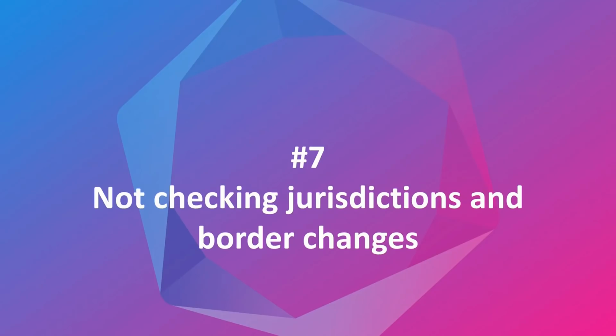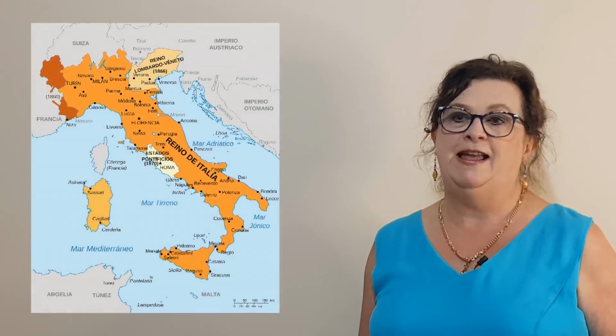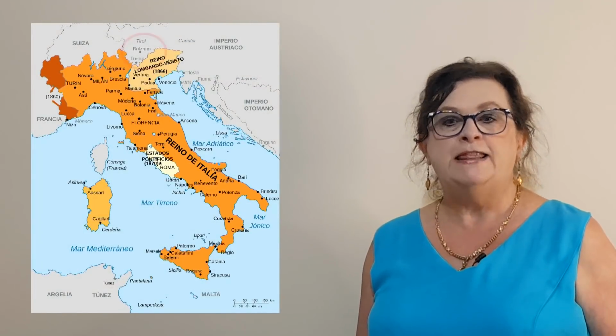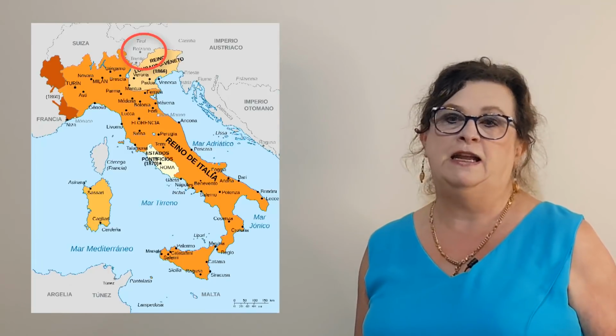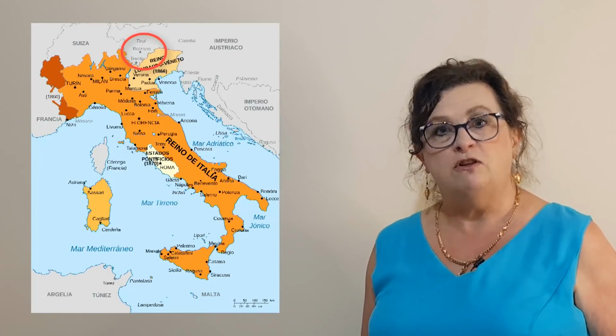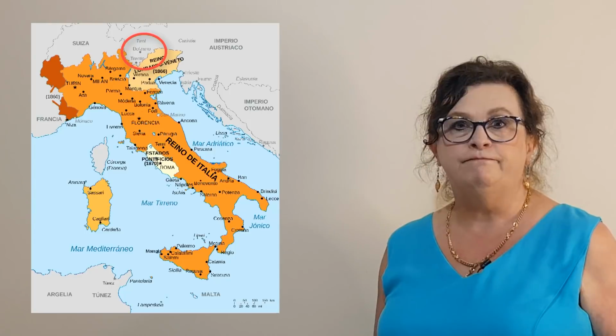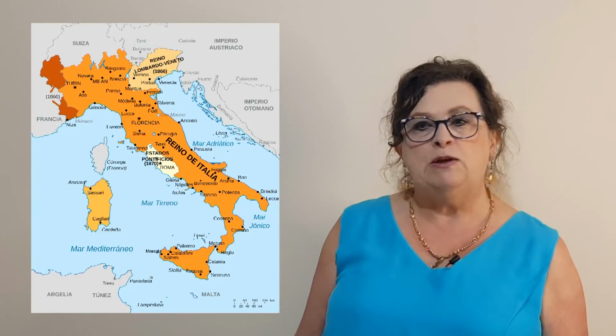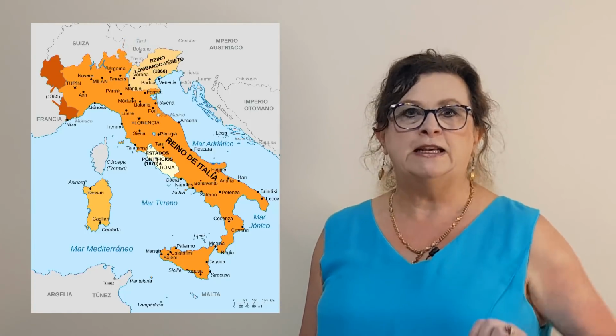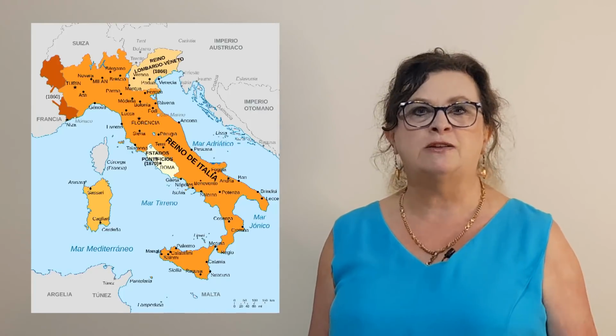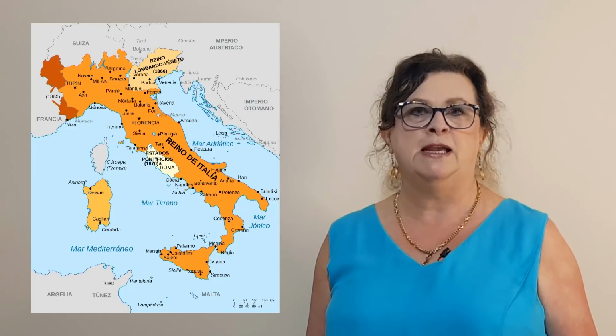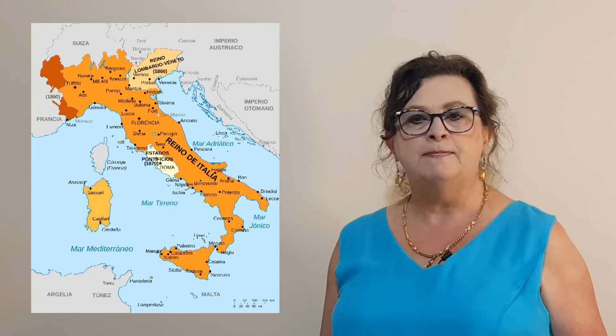Not checking jurisdictions and border changes. Did you know that it wasn't until after the First World War that the Italy we know today was formed? That was when the area in the north of Italy was annexed from the defeated Austro-Hungarian Empire. Before 1861, there was no Italy. The Italian peninsula comprised several independent kingdoms and city-states.